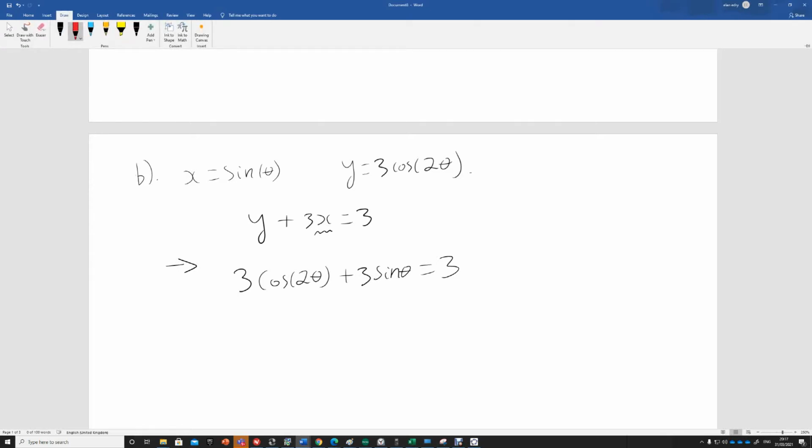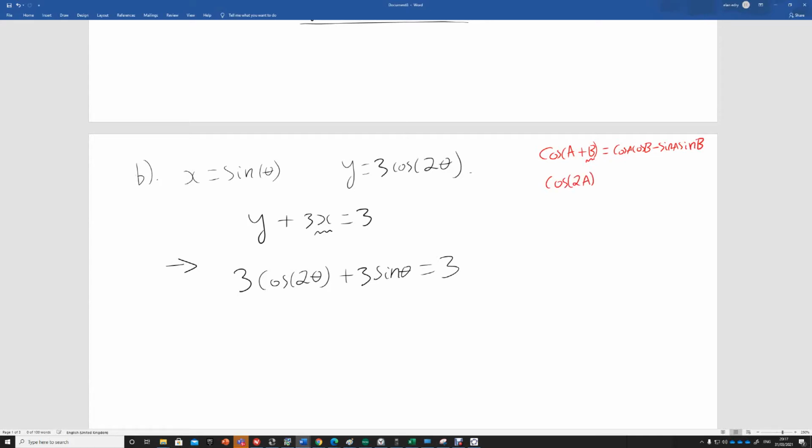Now, what we're going to need to help us is the double angle formula for cos. So in your formula book, you should be given the compound angle formula, cos(A plus B) is equal to cos A cos B minus sine A sine B. Now imagine that B is equal to A, and that will give you cos of A plus A, which is 2A, and this is an identity, equivalent to cos squared A minus sine squared A. So just remember, cos 2A is cos squared A minus sine squared A.